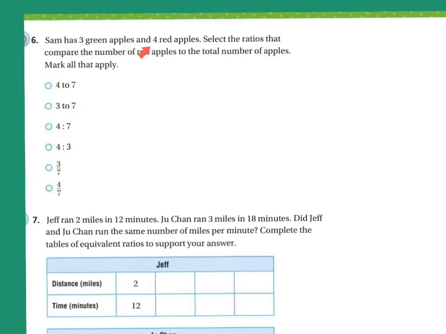Sam has 3 green apples and 4 red apples. Select the ratios that compare the number of red apples to the total number of apples. Mark all that apply. So the numbers that I'm looking for are 3 to 4, green and red, but this one wants me to compare just the red, so that would be this number 4, to the total number. Well, the total number is 4 plus 3, so it's 7. So I'm looking to compare a 4 and a 7.